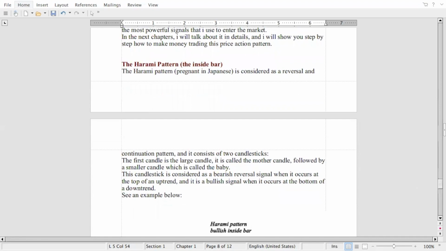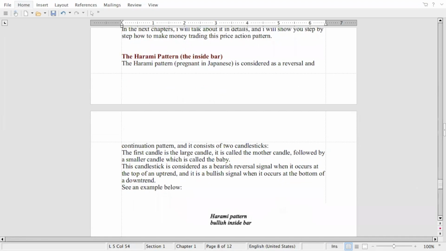So I'll read a little bit from our notes, and class, you can have a look at that. The Harami pattern, in brackets pregnant in Japanese, is considered a reversal and a continuation pattern. It consists of two candlesticks. The pregnant pattern is one short one in front and the long one at the back. That's why it's called the pregnant pattern. Pregnant in Japanese.